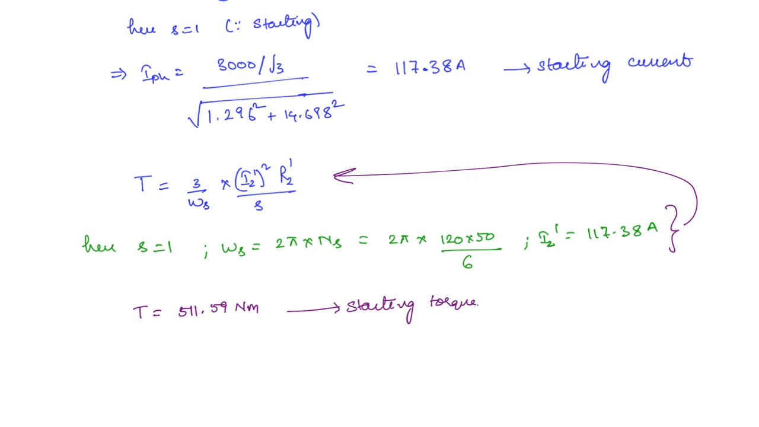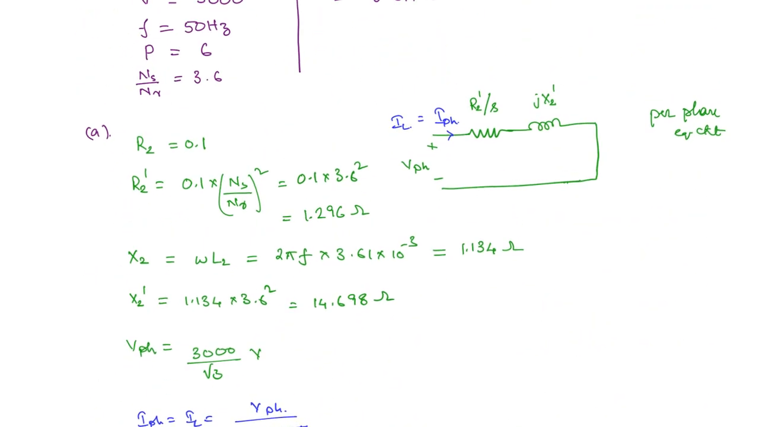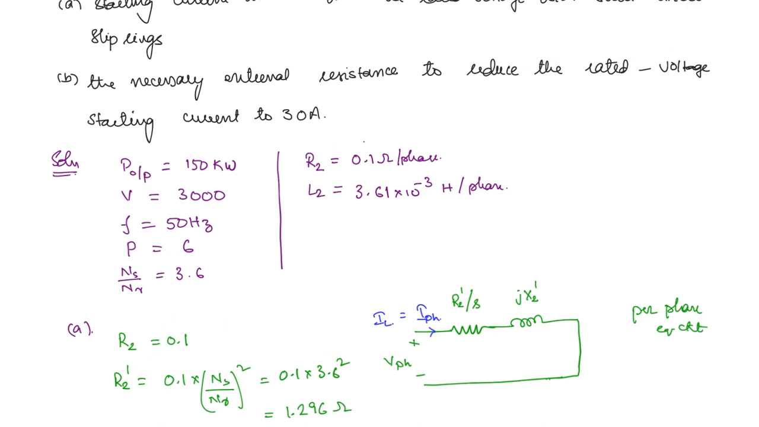Okay. So this is the first question. What is the second question you have? You have to find out the necessary external resistance to reduce the rated voltage starting current to 30 amperes. So that means when the rated voltage is given, we want to limit the starting current to 30 amperes. So in that case, what should be the external resistance?